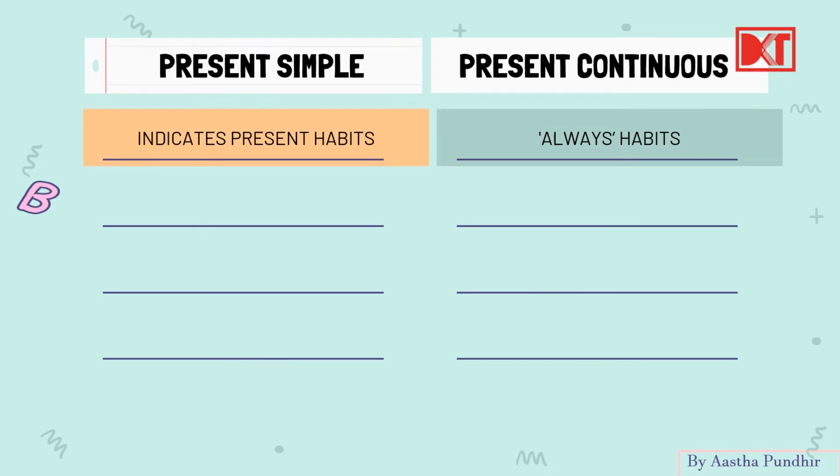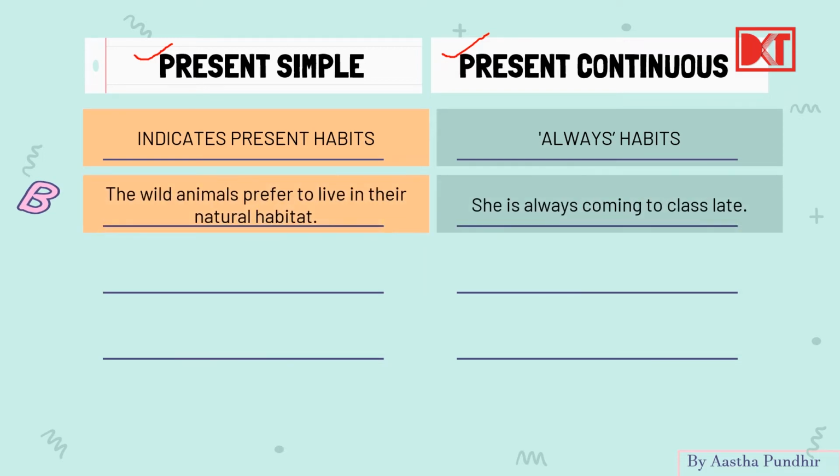Alright, so now we have a few more usages, that when do we use present simple and when do we use present continuous. Let's see. Now present simple indicates your present habits, whatever your ongoing habits are. For example, the wild animals, they prefer to live in their natural habitat. This is a present habit for the wild animals, subject, and the verb is prefer, and then the object.